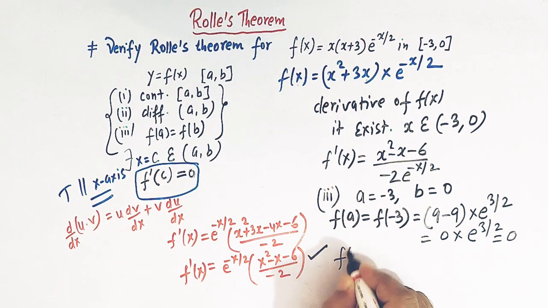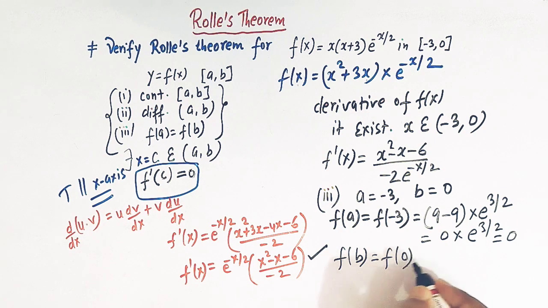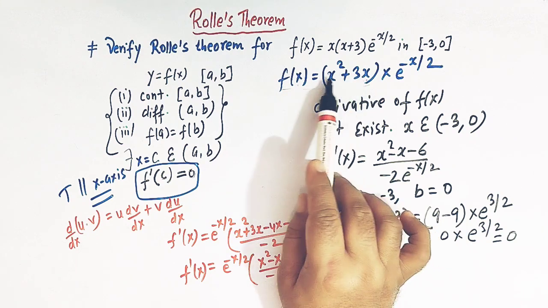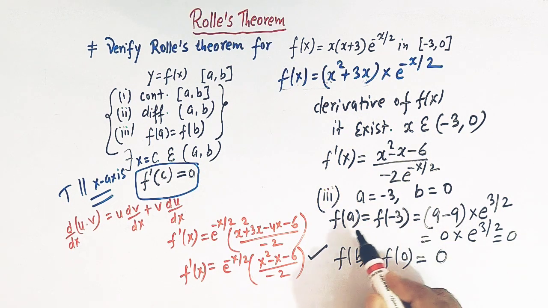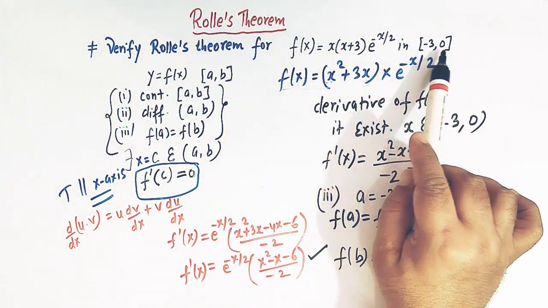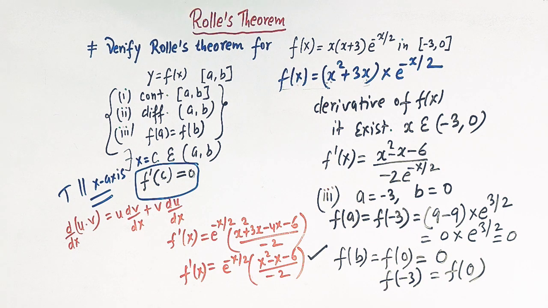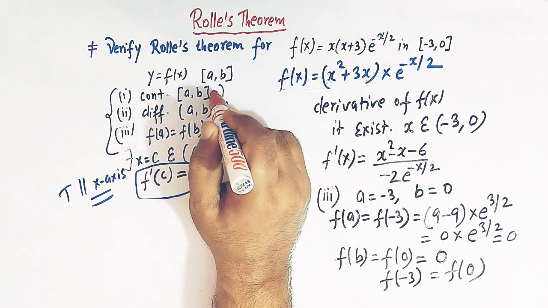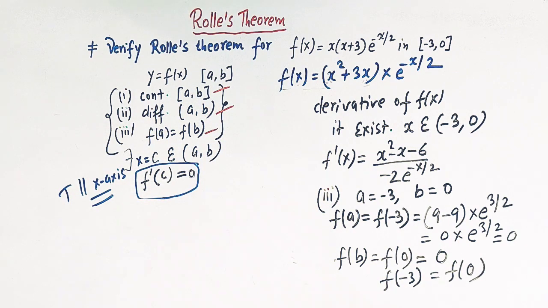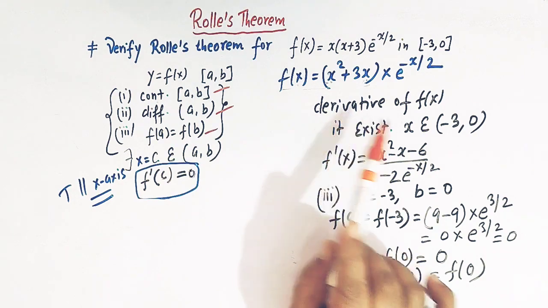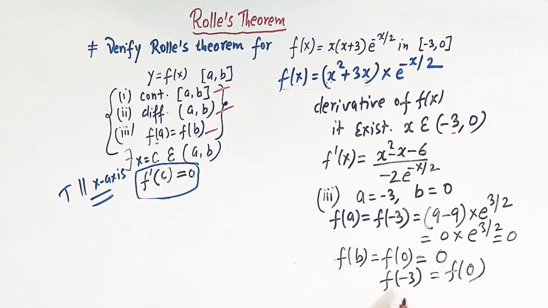that is 0, right? And f of b is f of 0. Now see, when we take 0 in this function, this term is 0 and this term is also 0. So the entire term becomes 0. So we see that f of minus 3 is equal to f of 0, right? It implies that the value of the function at these two endpoints are equal. So now we see that this function satisfies all the three conditions of Rolle's theorem, right? So this function is continuous in this interval, then this function is differentiable in this interval, and f of a is equal to f of b, right?